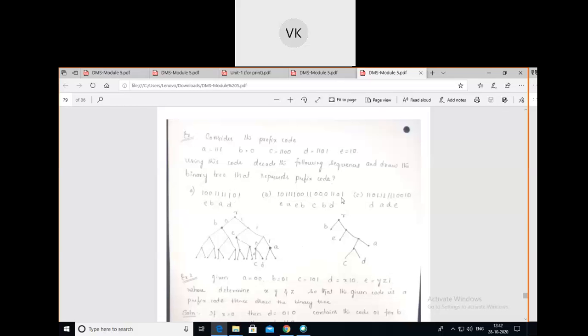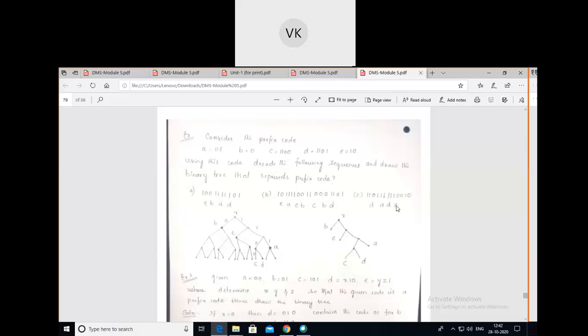Similarly, for this there will be an encoded message. Again you need to draw a binary tree for this encoded message, similar to what we did in this A example. Similarly, for C, this is a given sequence of binary numbers. For this sequence, this is a decoded message.